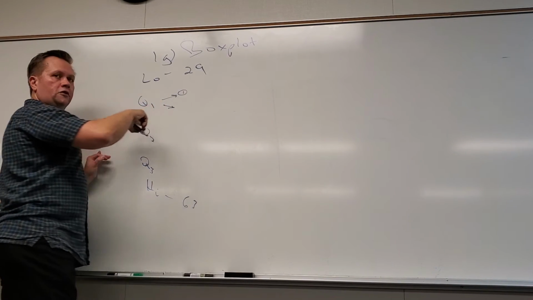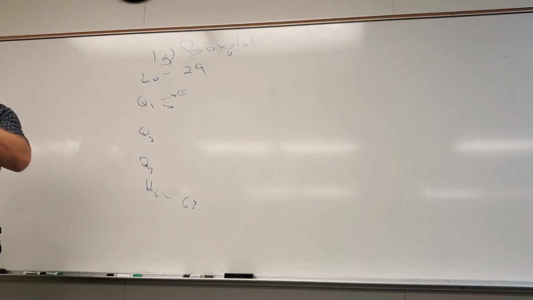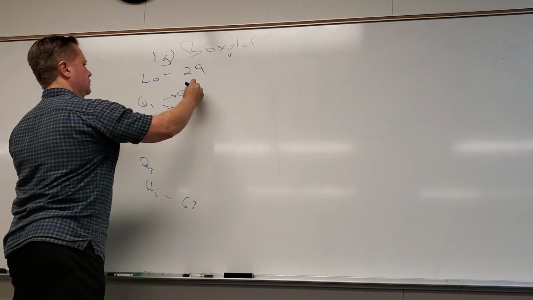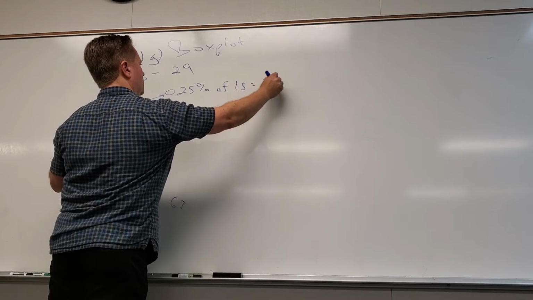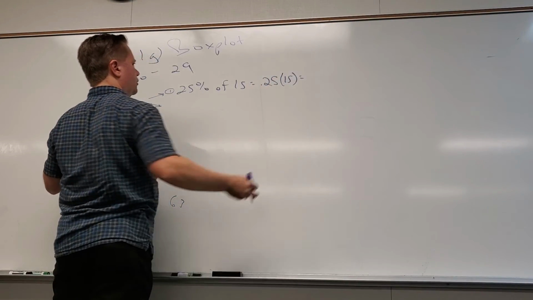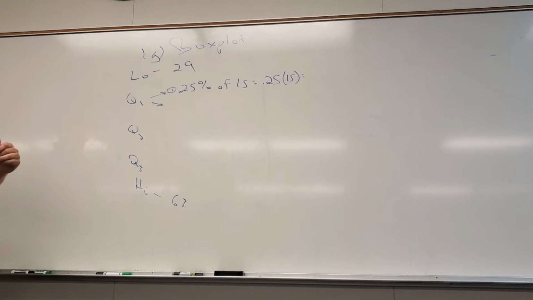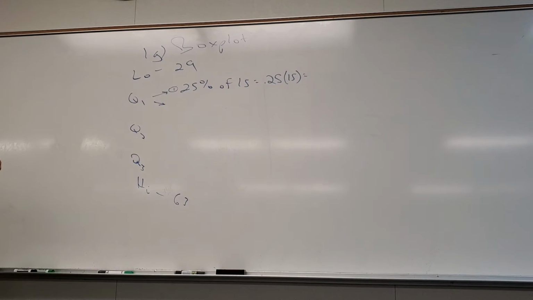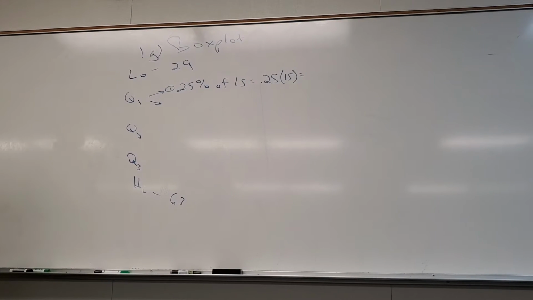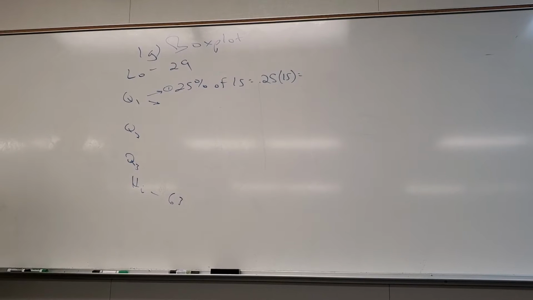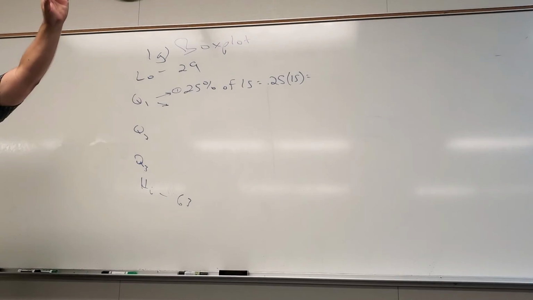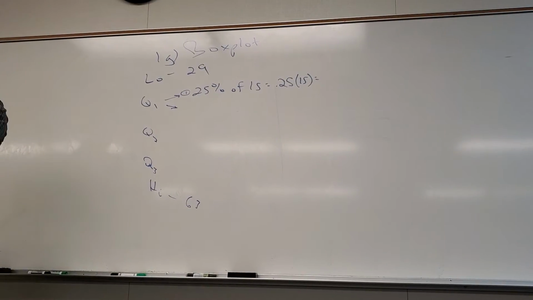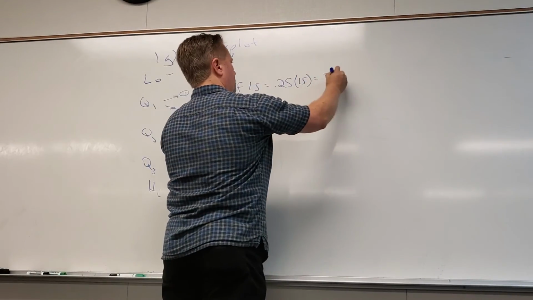Good. Q1 is the first quartile, so it's 25% of the way in. How big is my list? Good. So 25% of 15. What's a quarter of 15? What's a quarter of 16? Four. So a quarter of 15 is one quarter below 16, is one quarter before four, so it's 3.75. What do I do when I get 3.75 here?